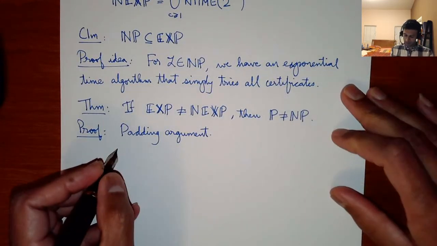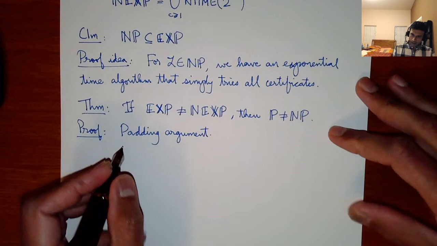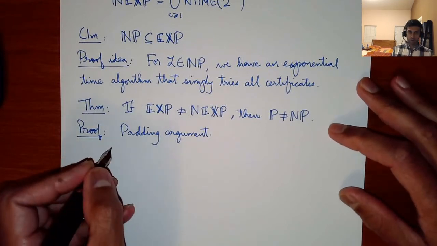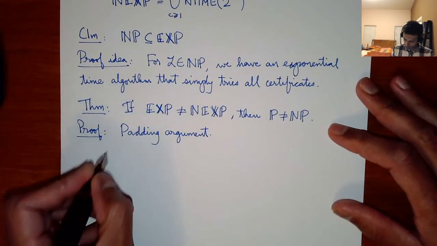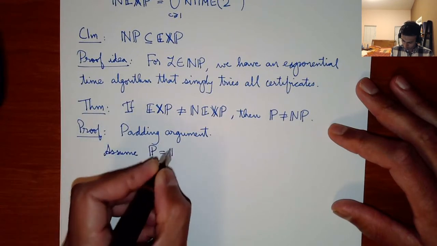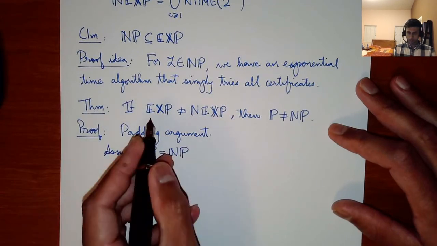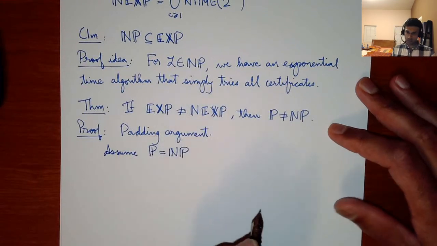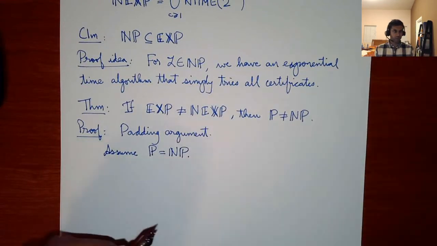Okay, so let me give you the argument. As these theorems go, they typically will go by the contrapositive. So let's assume P is equal to NP, and we will prove that EXP is equal to NEXP. Okay, so we're going to prove the contrapositive.